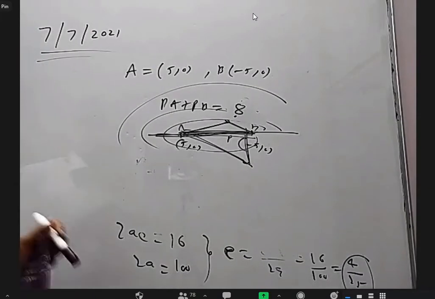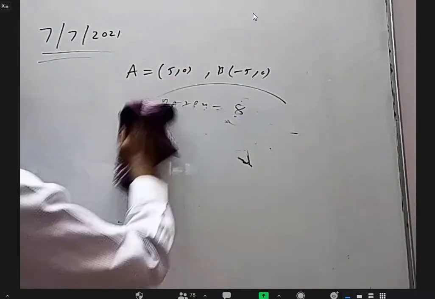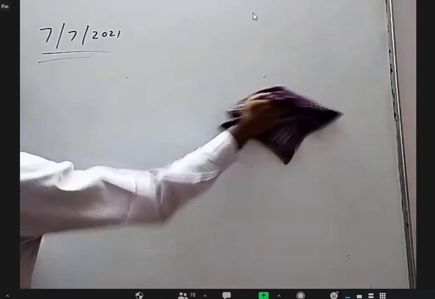So there is no locus. So don't think that whenever PA plus PB is constant, the locus of P is an ellipse. No, there are three cases. So we'll just write that.